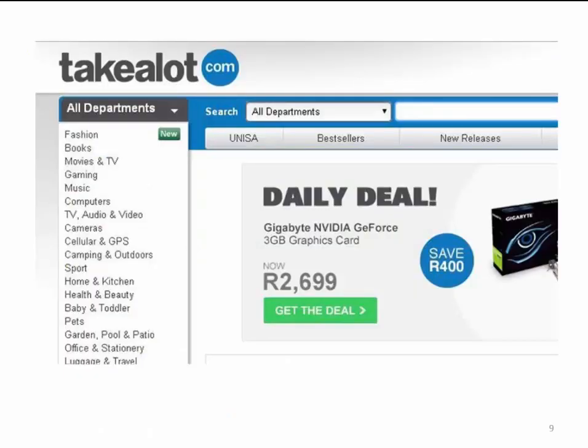In South Africa, probably one of the best examples would be takealot.com. Now takealot.com, we don't have physical shops, so you go to a website, you browse through the catalog, you select the products that you want to buy, and then they will deliver the products to you.